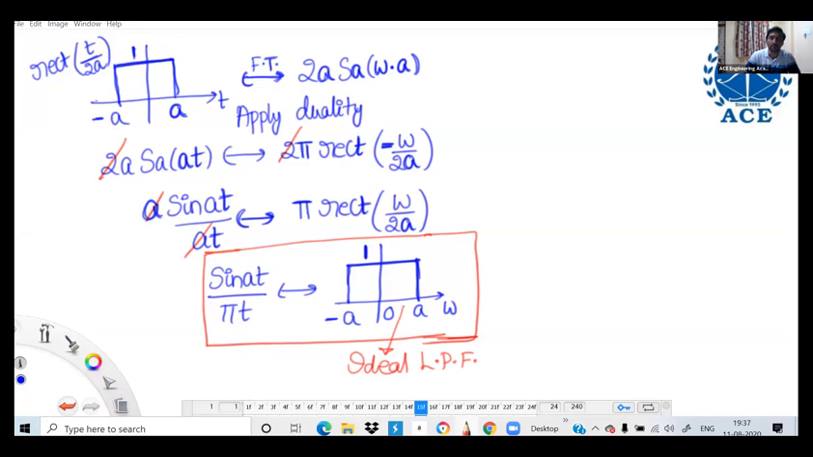So theoretically, if there is a rectangle in one domain, what will happen in the other domain? Sa function or sinc function. So the ideal low pass filter time domain representation is what? Whenever you take ideal low pass filter, what is the time domain representation? Sin at by pi t. Ideal low pass filter in the time domain is represented as sin at by pi t.